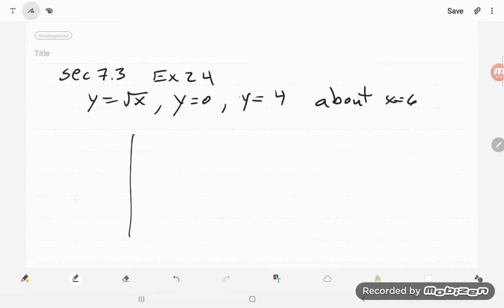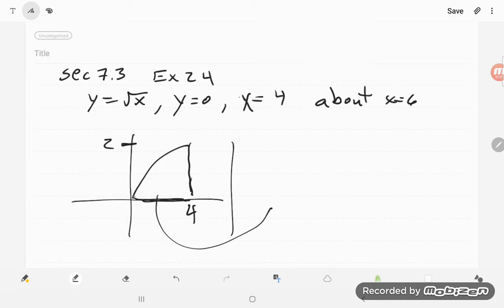So let's get this drawn. So there's our square root function. y equals 0, we've got that. We've got that was x equals 4, I think. Number 24, yeah, x equals 4. And so there is 4, that'll be a height of 2. And we're going to go out here to x equals 6 and rotate this thing around like that, or the other direction. Here's 6. And so, what volume do we get from that?